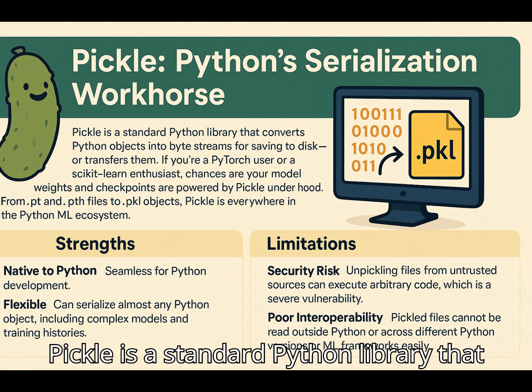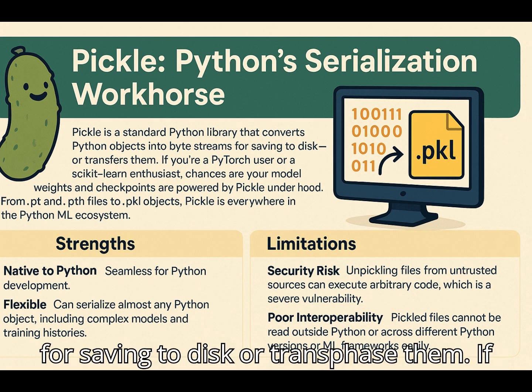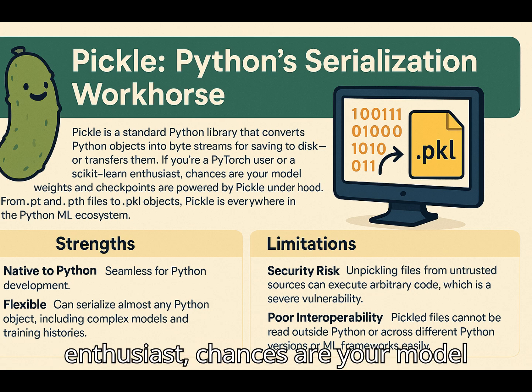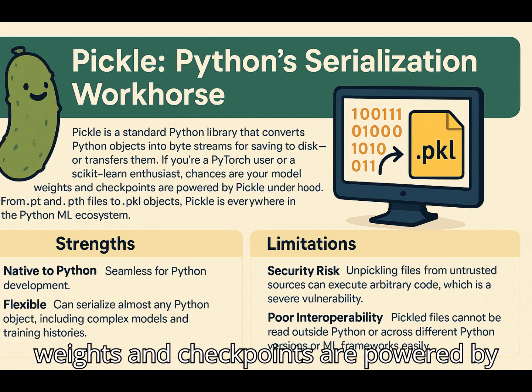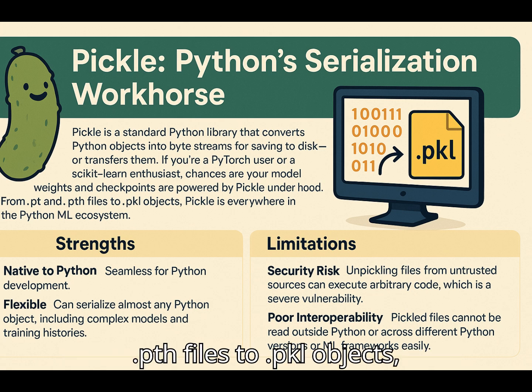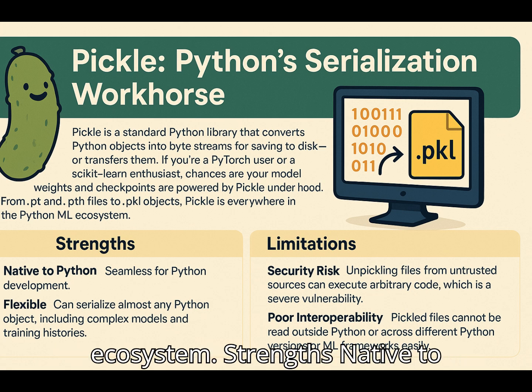Pickle is a standard Python library that converts Python objects into byte streams for saving to disk or transmitting them. If you're a PyTorch user or scikit-learn enthusiast, chances are your model weights and checkpoints are powered by Pickle under the hood. From .pt and .pth files to .pkl objects, Pickle is everywhere in the Python ML ecosystem.